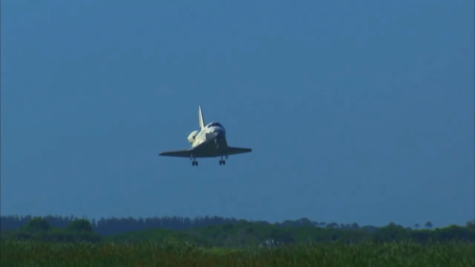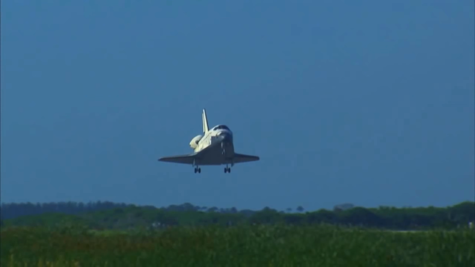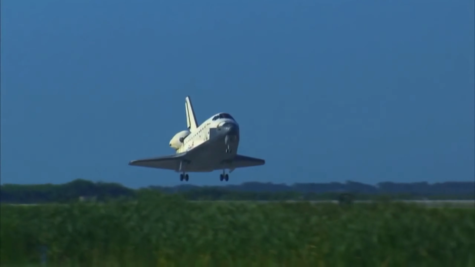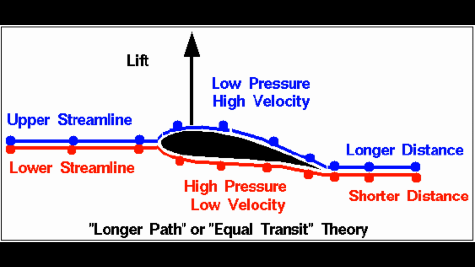In this video, I will be discussing lift. Many people incorrectly believe that lift is produced because of the equal transit theory. The equal transit theory states that lift is produced because the top of the wing is longer than the bottom of the wing. The air going over the top of the wing and the air going under the wing have to reach the end of the wing at the same time. This would mean that the air going over the top of the wing has to go faster than the air going under the wing because the air going over the top of the wing has to travel a longer distance in the same amount of time.